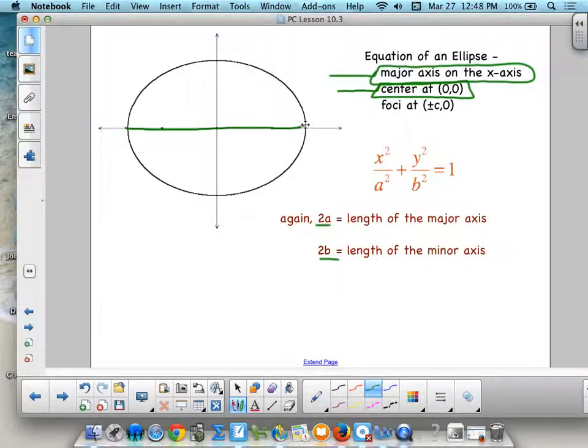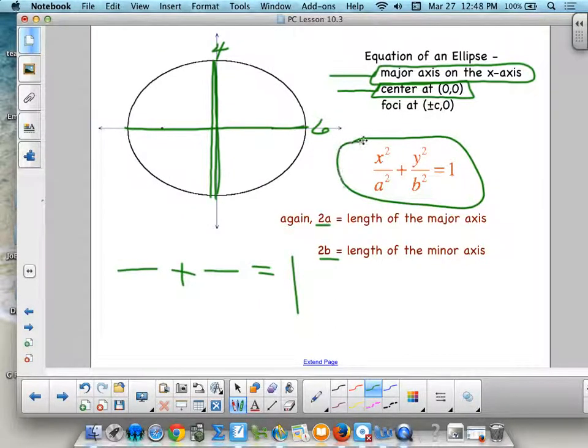If I went like this to you, could you write me an equation? Let's say this is 6, this is 4. Could you tell me the equation to this? Here's what I would do. I would write this down, put the 1 out there. I wouldn't just stare. Then I put my x squared here, my y squared there. And by the way, I know it's x squared, y squared because the center is right at 0, 0.